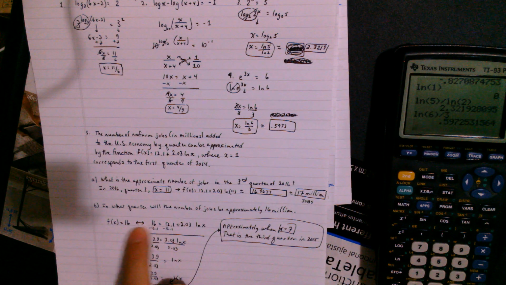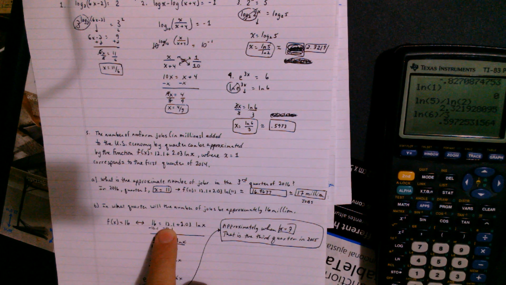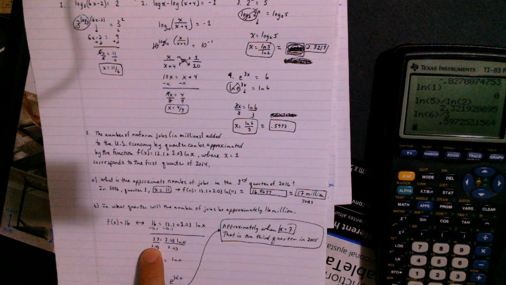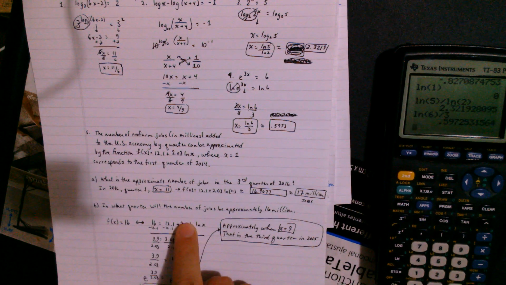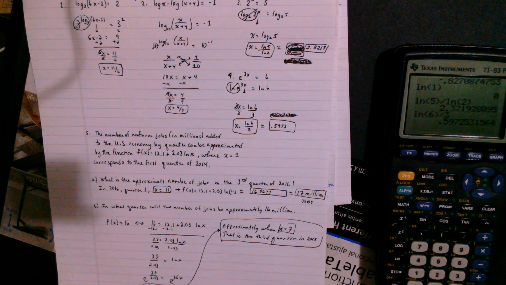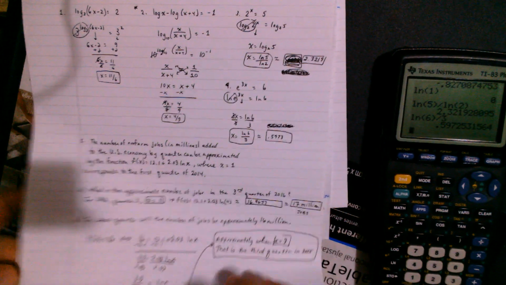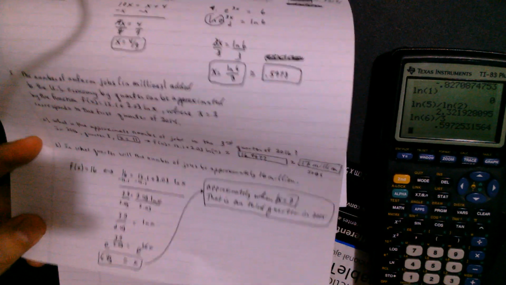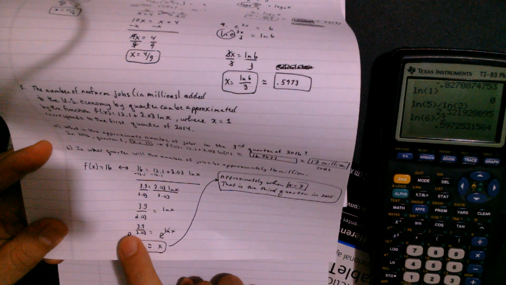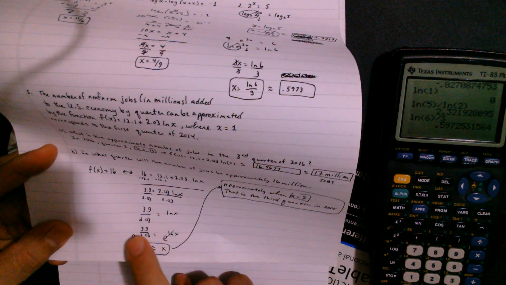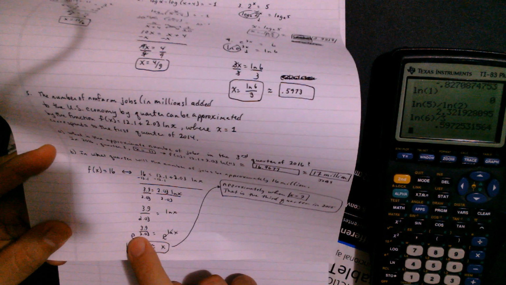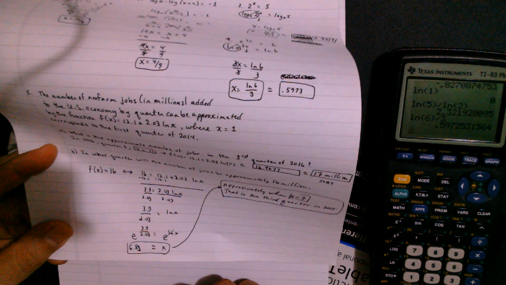That's the one where you let the function equal 16 and you solve for x. So you subtract: 16 minus 12.1 is 3.9. And you divide both sides by 2.3. Now to cancel natural log, again, natural log's inverse is e. To kill this, you take e to both sides. And so e raised to this power is roughly 6.83.